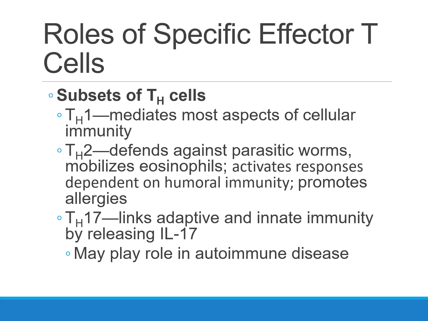There are some subsets of the helper T cells. Helper T1 mediates most aspects of cellular immunity. Helper T2 defends against parasitic worms, helps to mobilize those eosinophils that are responsible for taking those parasitic worms out, activates responses that are dependent on humoral immunity, and promotes allergies. Helper T17 links adaptive and innate immunity by releasing interleukin 17, and this may play a role in autoimmune diseases.